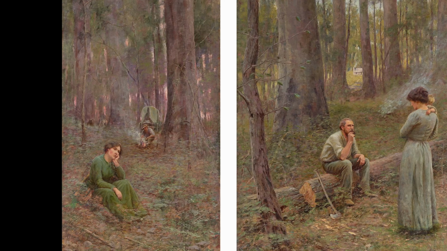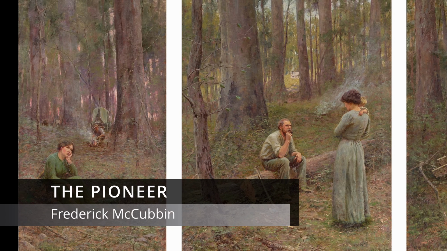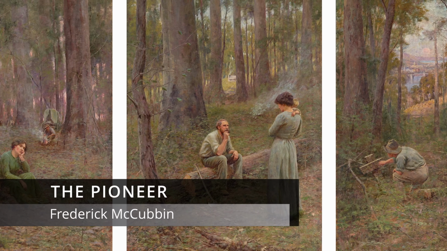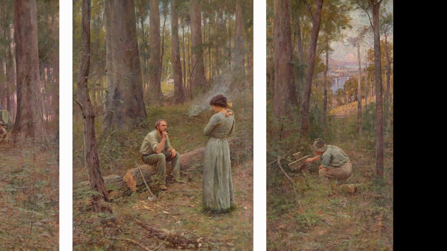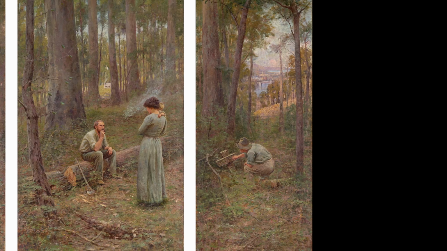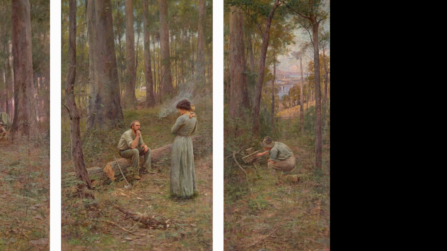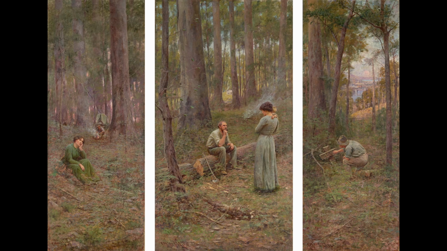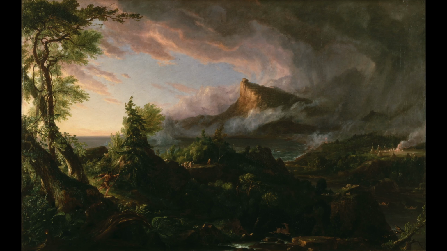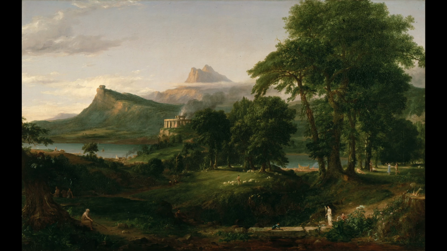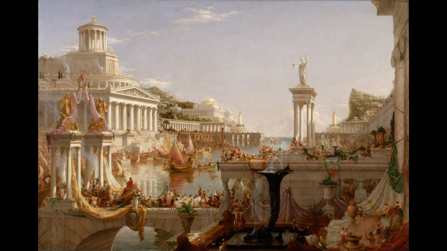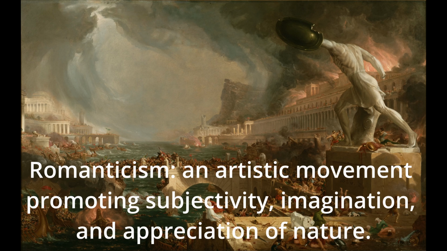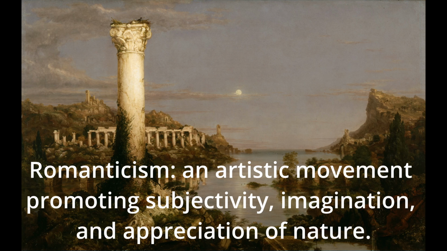If a story is told over time, separate canvases can be used to separate each time period, such as the Pioneer triptych by Australian artist Frederick McCubbin, where 3 events are separated in time. And in the Course of Empire series, Cole needed 5 paintings to tell his whole story over 5 long periods of time. The style is romantic, and it was Thomas Cole himself who founded the famous Hudson River School of Romantic American landscape painting.